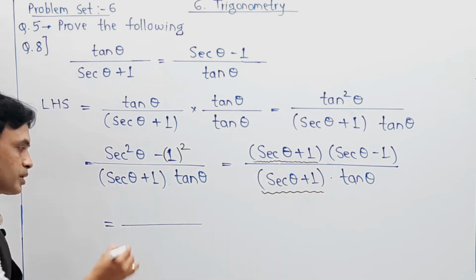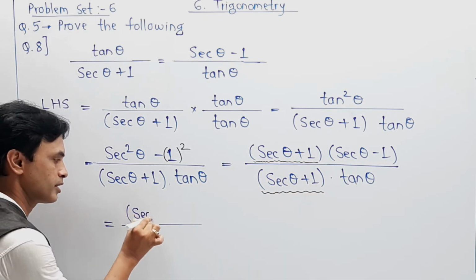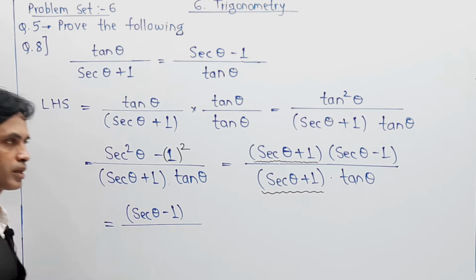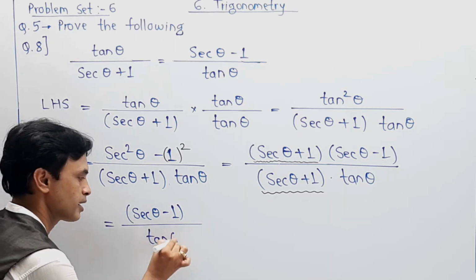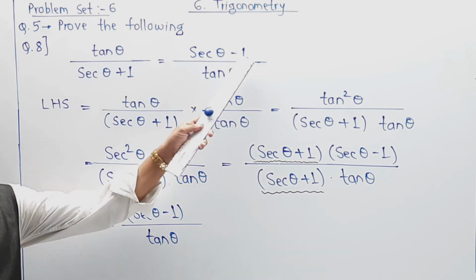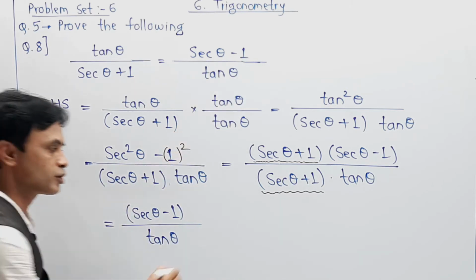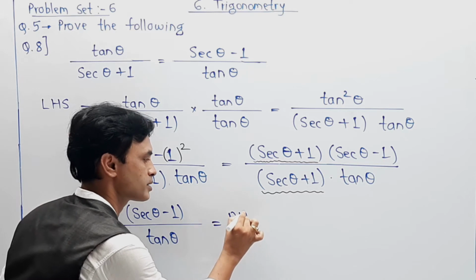Sec theta minus 1, so it becomes sec theta minus 1 divided by tan theta. And this is nothing but sec theta minus 1 upon tan theta, which is your required RHS.